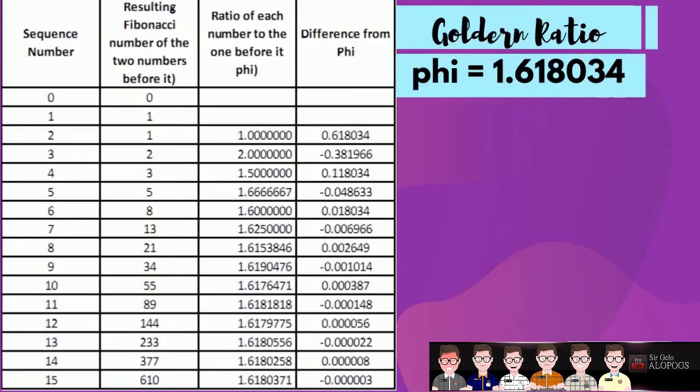Let's go to the column of Fibonacci numbers. 1 divided by 0 is undefined. 1 divided by 1, as you see in sequence number 2, the answer in the third column is 1. 2 divided by 1 is 2. And then 3 divided by 2 is 1.5. Then in our fourth column, which is the difference from pi, just subtract the golden ratio, which is 1.618034, from the third column to get the difference.